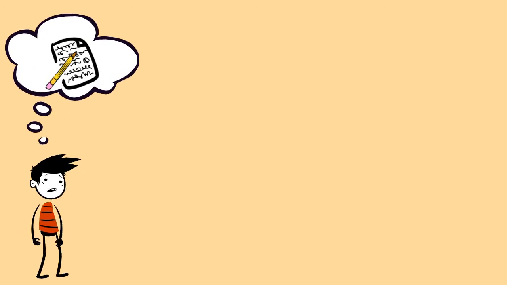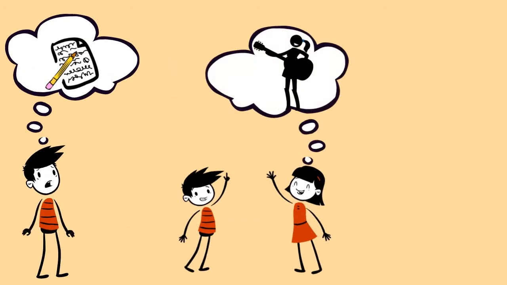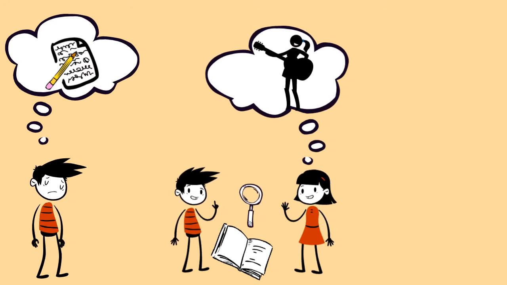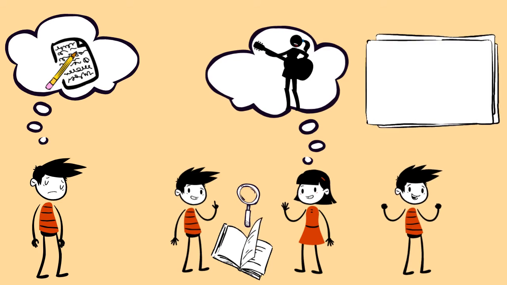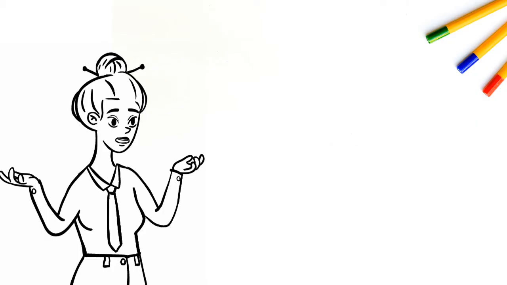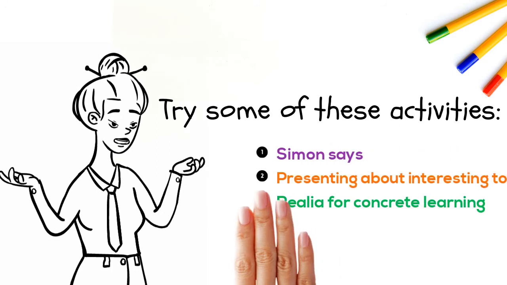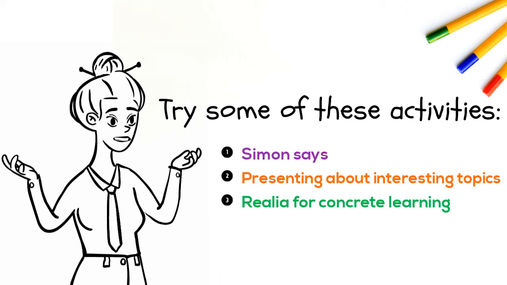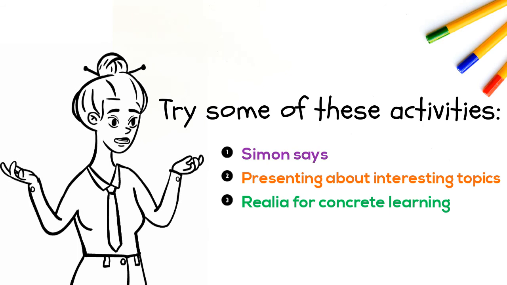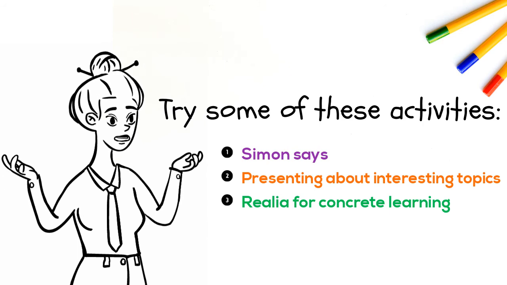If writing is too difficult for some of them, you can provide them with magazines, so they would look for the examples of the activities there. After that, they cut all the information and finally, they paste it on their classmate's profile. You can also try some of these activities. Simon Says, presenting about topics that are interesting for them, or Realia for more concrete learning.